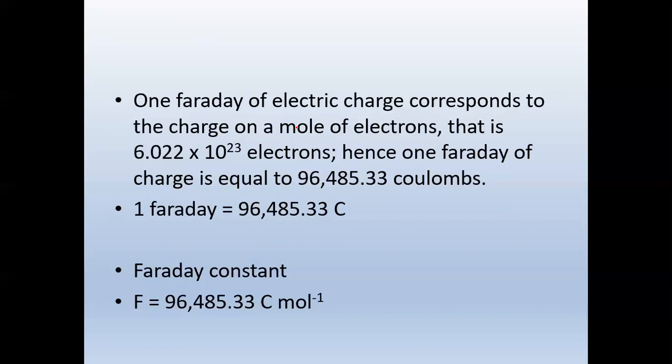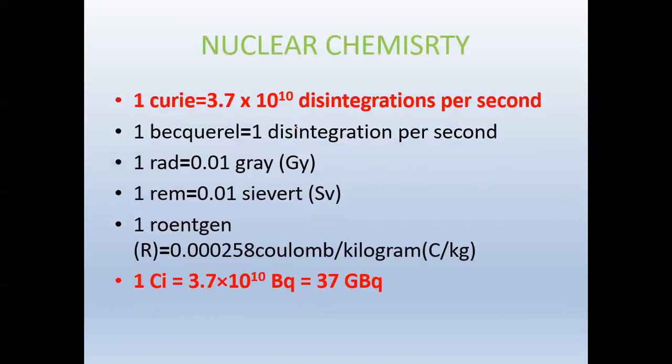So 1 Faraday of electric charge corresponds to the charge on a mole of electrons. 1 mole of electrons consists of 6.022 into 10 raised to 23 electrons. So totally the charge of a Faraday in coulombs becomes 96,485.33, or we can write Faraday's constant as 96,500 coulomb per mole.